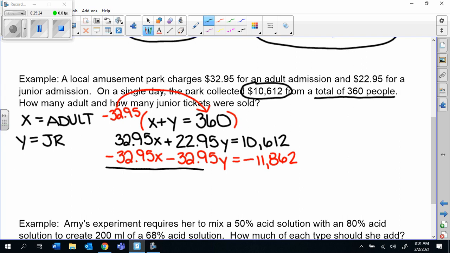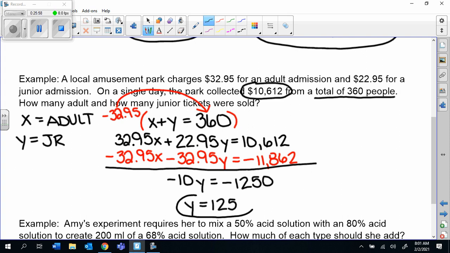Draw your line and add your columns. Your x's are going to drop out. You have a positive 2295 and a negative 3295. So this actually subtracts to a pretty nice number. It's just negative 10y equals 10,612 minus 11,862 turns into minus 1250. And when we divide both sides of this equation by negative 10, we get 125. So at the end, it all works out.